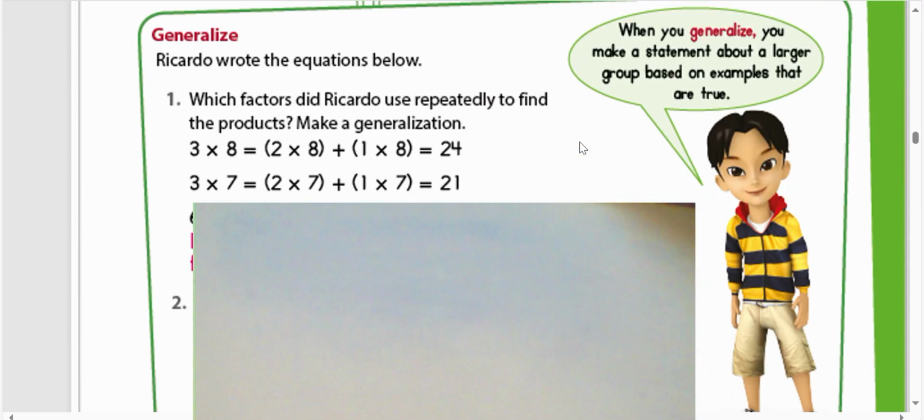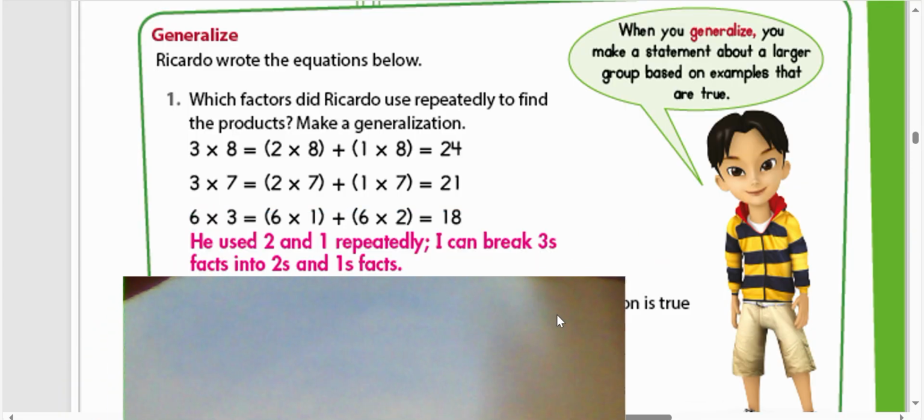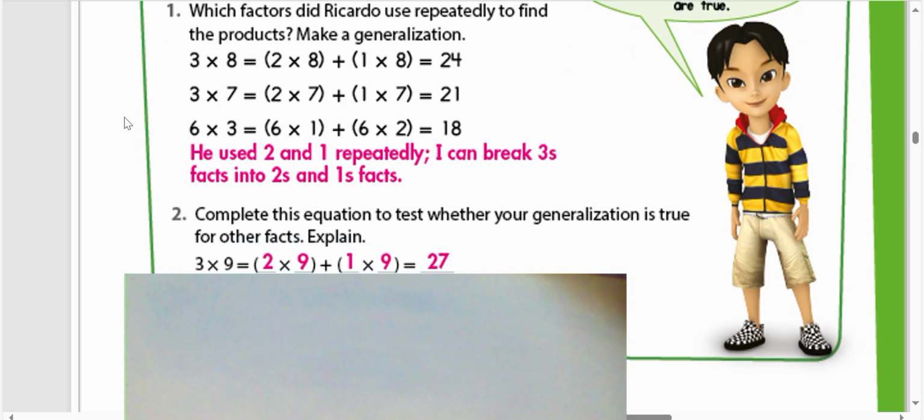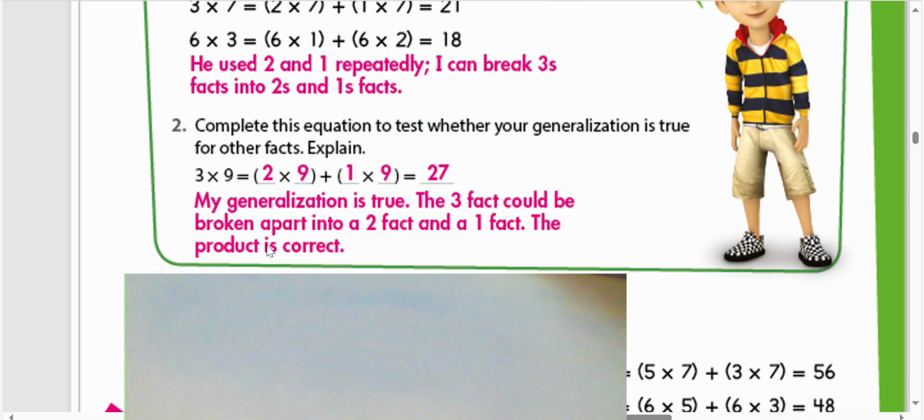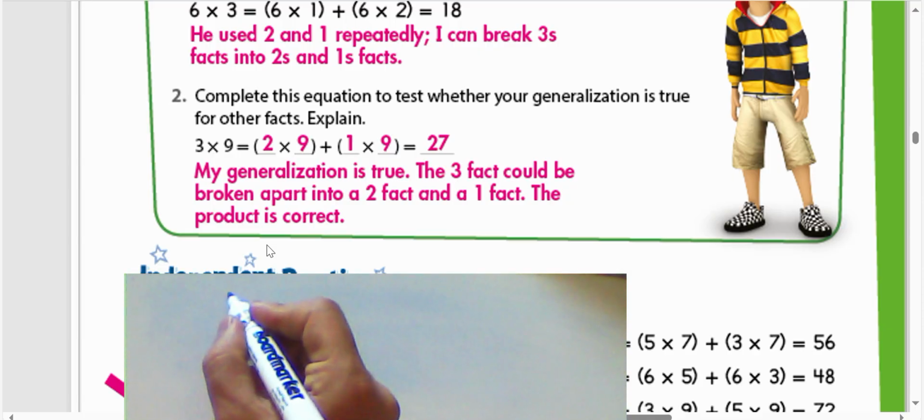Next question. 3 times 8 equal 2 times 8 plus 1 times 8. We use distributive properties. Use here 2 and 1 to make 3. I can break 3's factors into 2's and 1's factor. Okay, you can use the number here 3 equal 2 plus 1, and with this example, we can find the result like 3 times 9.